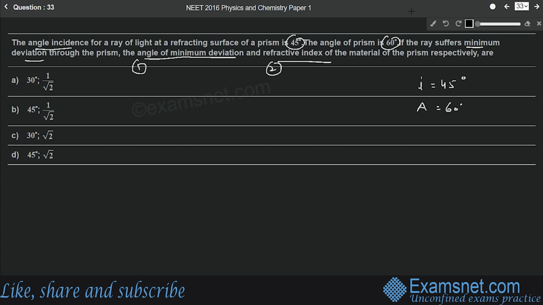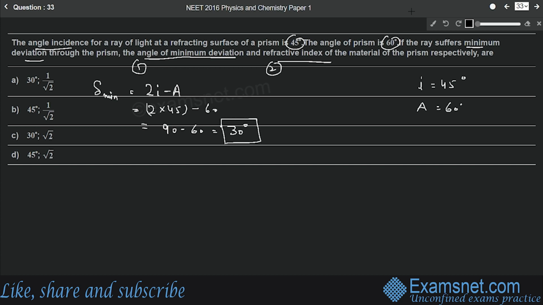So this is a formula based question. You just have to remember the formula. First, we'll find the minimum deviation, that is denoted by delta minimum. So that is equal to simply 2i minus A. So let's put the values here. 2i, that means 2 into 45 degree, minus A is 60 degree. So what do we get here? 90 minus 60, that is 30 degree. So this is the angle of minimum deviation, 30 degree.